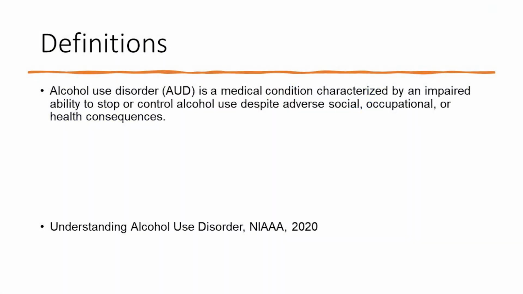What is the definition of AUD? It's a medical condition whereby the person doesn't have the ability to control or to stop a drinking habit that is causing social, occupational, or health issues. So when folks drink and they start having some issues, either with their health, with their job, or even housing, like I mentioned, then at that point it can start to be a problem. So that is the definition.